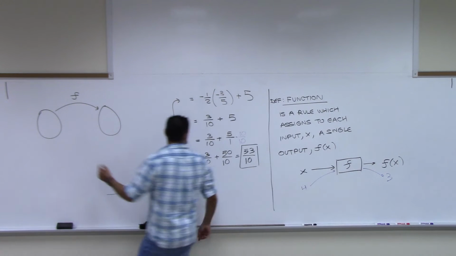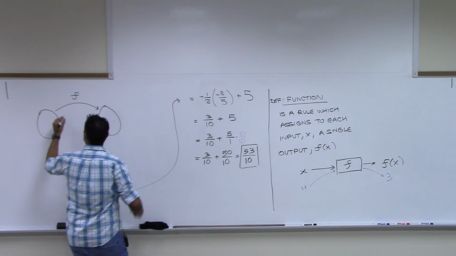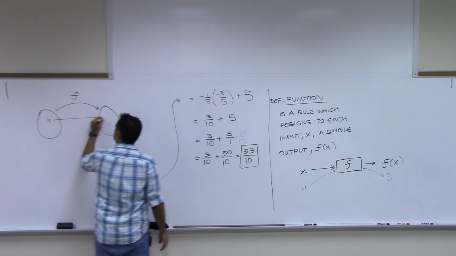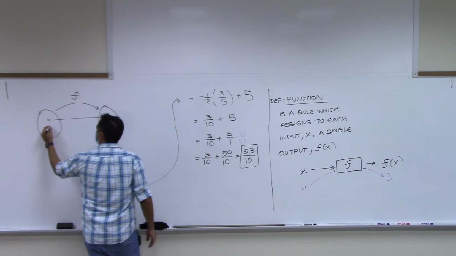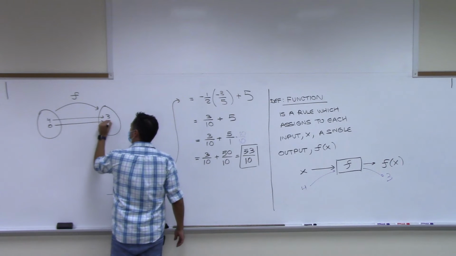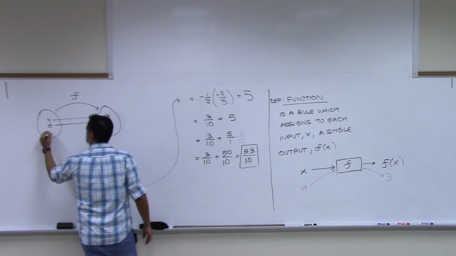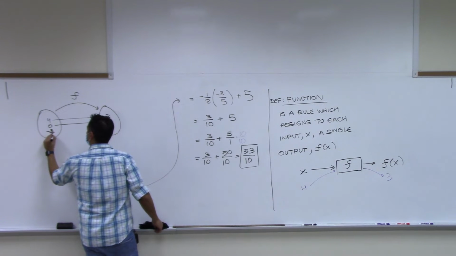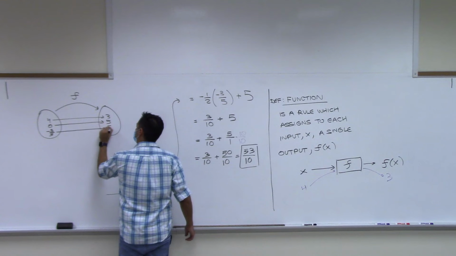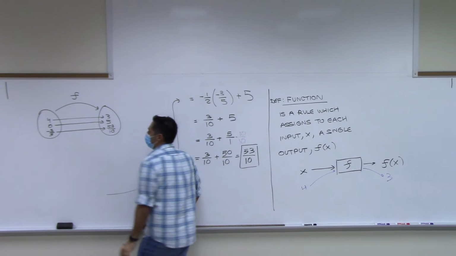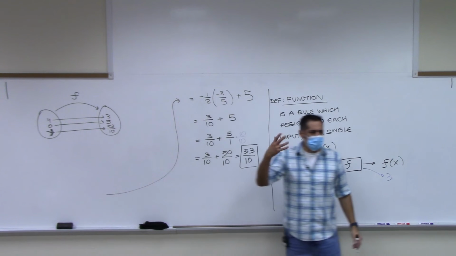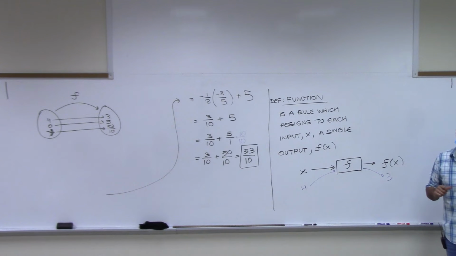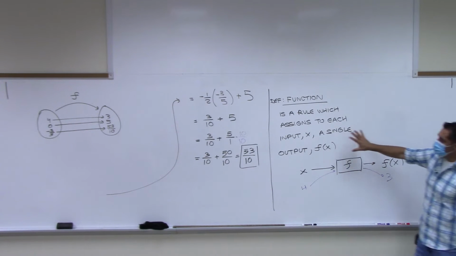So for this particular function, this example we were looking at, when we took 4 in, 4 went to 3, and then 0 went to 5, and then, what was it? I just erased it. Negative 3/5 went over to 53/10, right? That is a visual representation of this machine, this function. Got it? Now let's look at the definition.